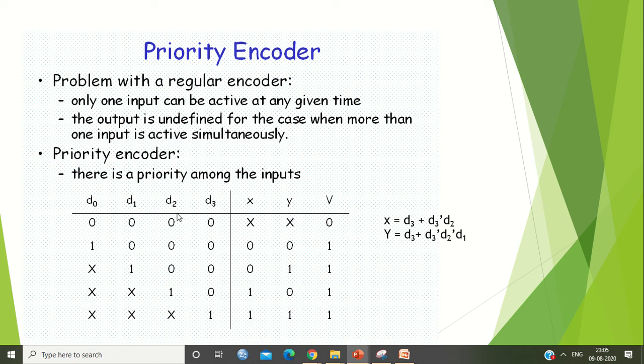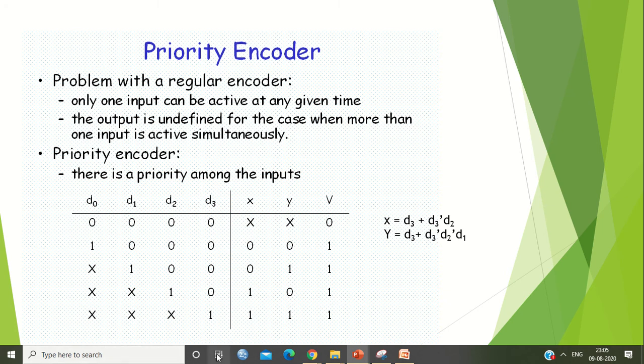And say, for example, now D2 is asserted with the value of 1. You don't need to consider D0 or D1, which are given as don't cares. Whatever the value of D0 and D1, it could be 0 0, 0 1, whatever. Here D2 is given a higher priority, so the output is equal to 1 0, and it's valid.